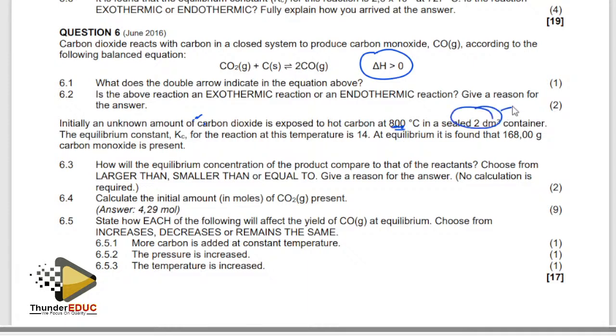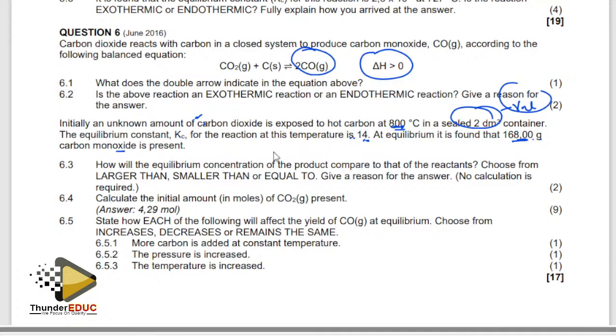This is a very important thing: the volume. You need to know this volume. If it is not in decimeter cubed, you have to put it in decimeter cubed. And then they are saying that the Kc for the reaction at this temperature is equal to 14. It's not a big deal. At equilibrium, it was found that there were 180 grams of carbon monoxide. At equilibrium, you understand?